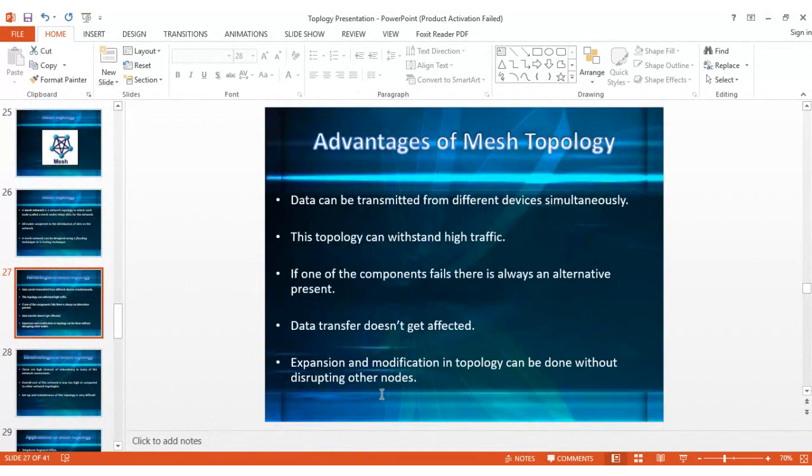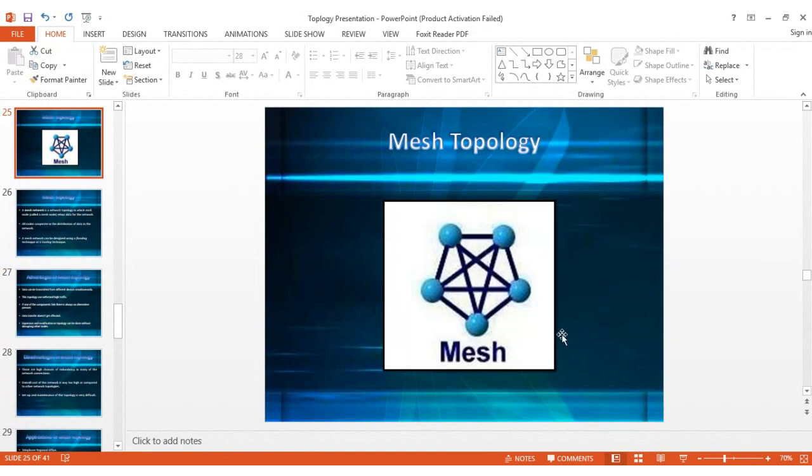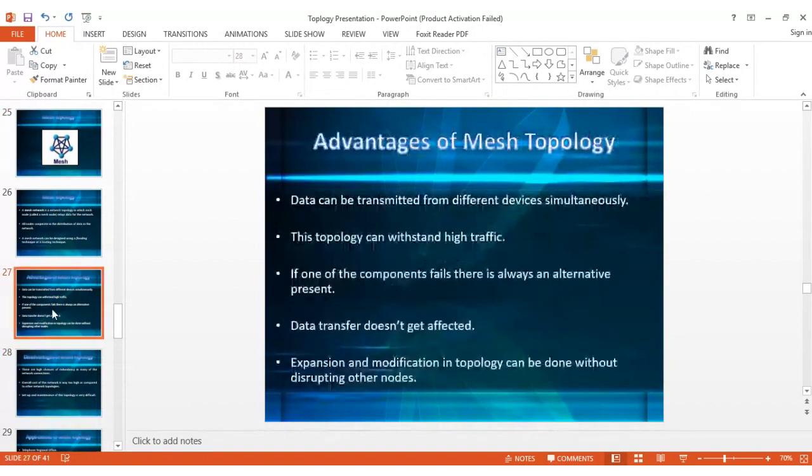Then still, expansion and modification in the topology can be done without disrupting other nodes. For example, in case I just require to add a new device here, I will just add it here, then connect it to the network. And once I add a new node to the network, it does not affect the performance of the network. The network performance remains the same.